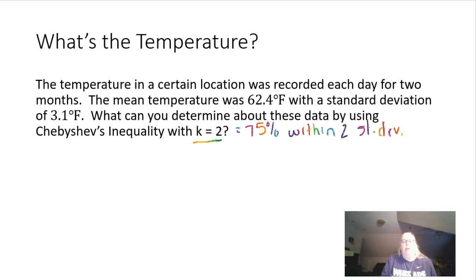All right, let's take a look at our picture. I'm just going to draw the bell-shaped curve. It won't necessarily be a bell-shaped curve, that's the data, but I'm just going to draw it in here. The mean always goes right down the center of the graph, okay? All right, we've got 62.4 degrees here.